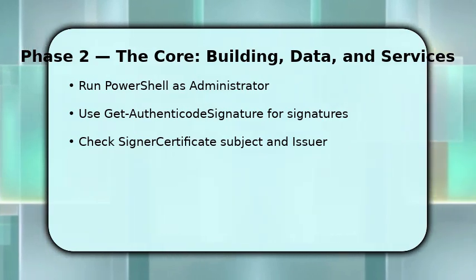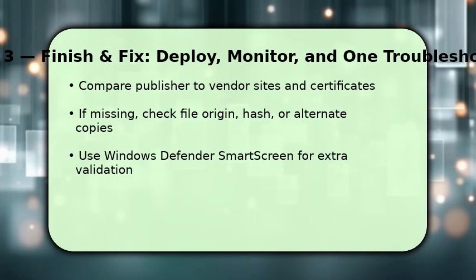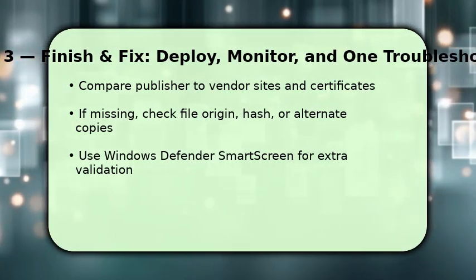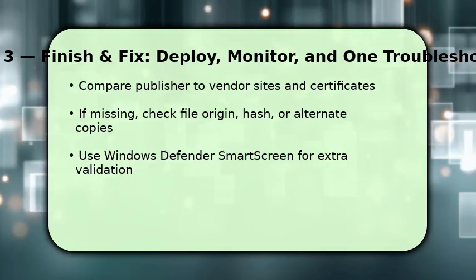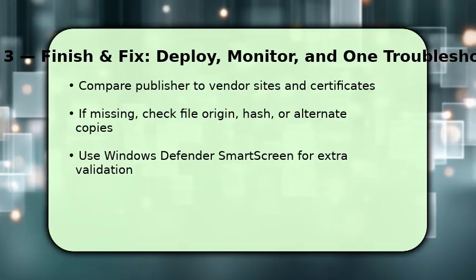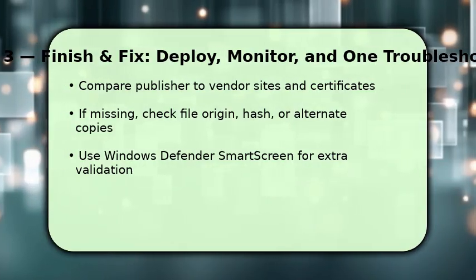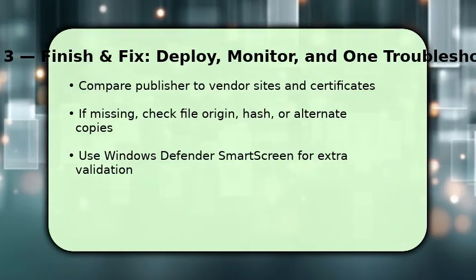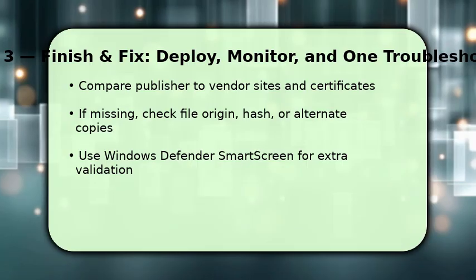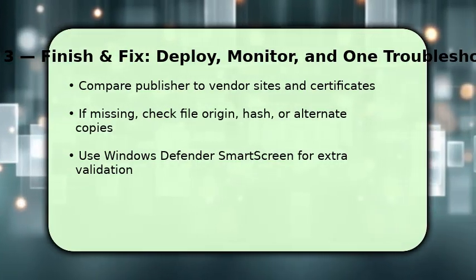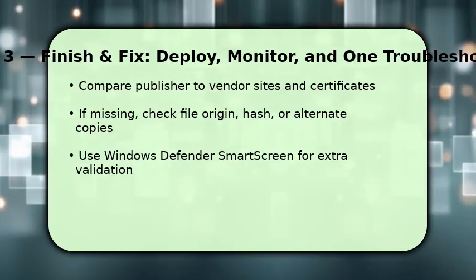Finish by confirming the publisher against the vendor's official site or the certificate's issuing authority. Validate the certificate chain to be sure it's genuine. If the publisher field is missing or says unknown, recheck the file origin, compare file hashes, or obtain a fresh copy from the vendor. If problems persist, run SigCheck or Defender SmartScreen for additional validation, and remember, an unsigned app isn't automatically malicious, but it requires scrutiny.